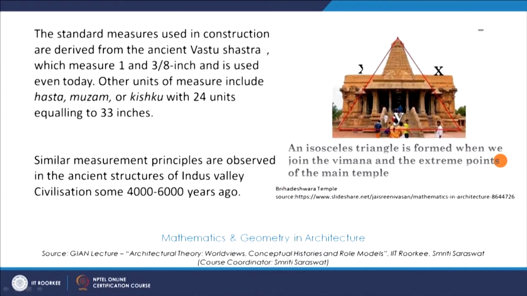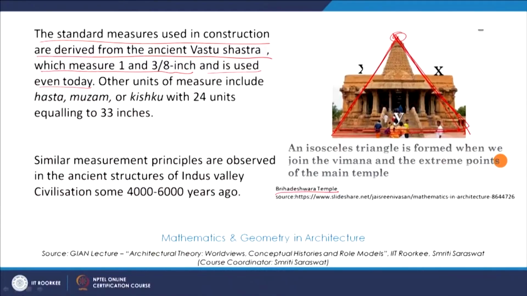This is the very famous Brihadeshwar temple, and if we see this point of the Vimana and the two extreme points here, there is a creation of an isosceles triangle, which is considered to be a very stable geometry. There are also standard measures used in construction. They are in place and we see them mentioned in scriptures. They are derived from the ancient Vastu Shastra, which measure 1 3/8 inch and is used even today. Again, these are systems in place which also give us the formulae for calculation, what is the stable geometry and what is the form that should be achieved.